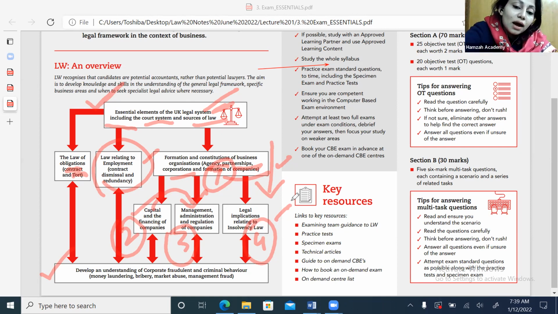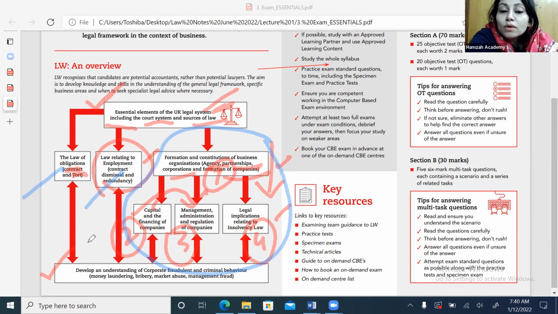Okay. At the end, after the completion of this area, which is related to the Companies Act, the very last area is to develop an understanding of corporate, fraudulent and criminal behavior in all the elements of the syllabus. First, criminal and fraudulent behavior in contracts, criminal and fraudulent behavior in employment law, criminal and fraudulent behavior in the formation of the company and in the life of the company. So this is the overview of our paper. I hope I'm making myself clear.